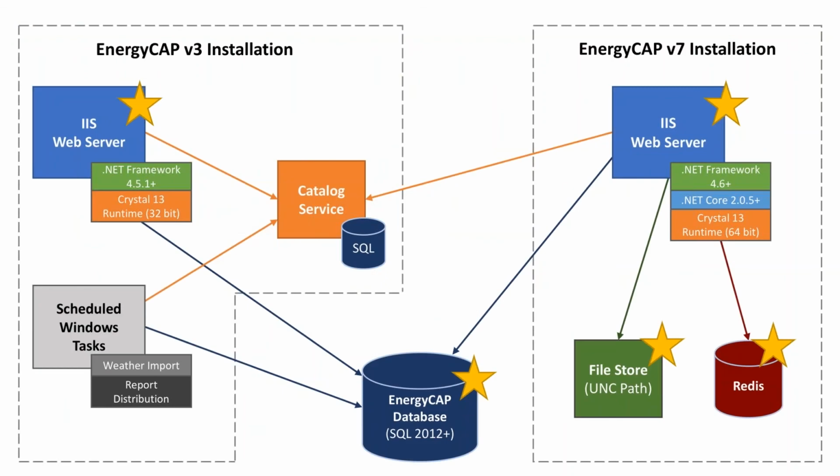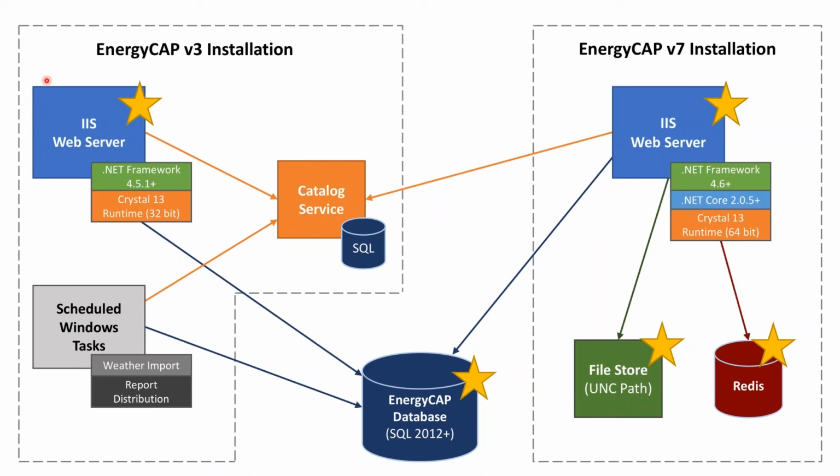So in summary, we've highlighted here with the stars the different elements of the EnergyCAP network and topology that need to be upgraded or installed in order to get EnergyCAP version 7 working in your environment. The first step is to upgrade the EnergyCAP database. Must be on SQL 2012 or higher. Once that's been upgraded, you can install the latest version of EnergyCAP version 3.